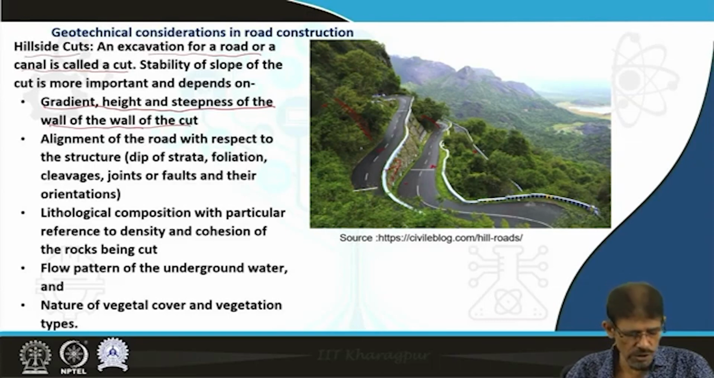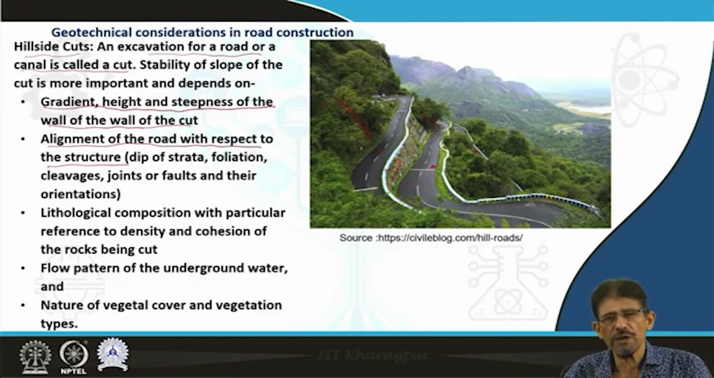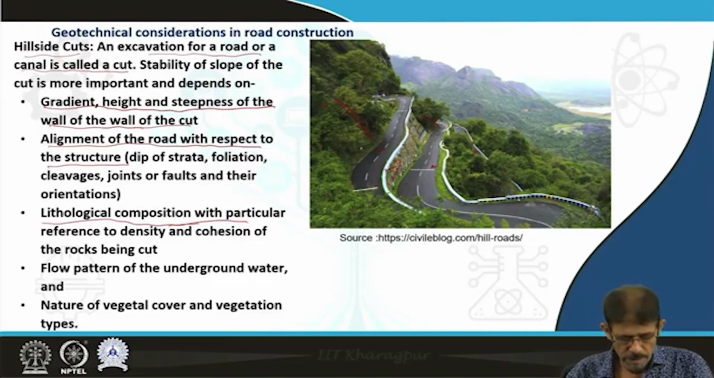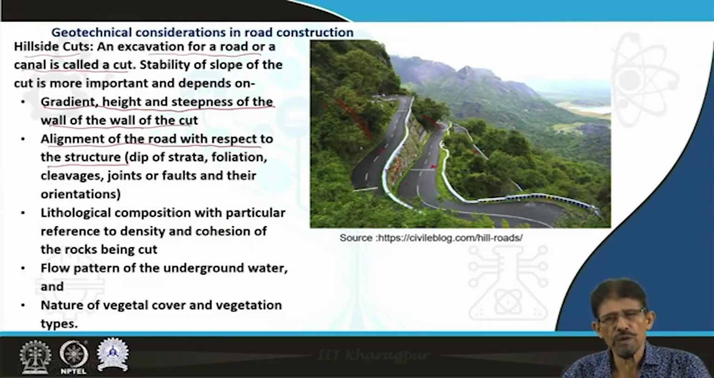are important to study. Alignment of the road with respect to the structure, dip and strike of strata, nature of the dip, joints, condition of the joints, and characteristics of the joints are important. Besides joints, the area should also be observed regarding the presence of faults, folds, orientation of bedding, foliation, lineations, etc. Then the lithological arrangement with particular reference to the density and cohesion of the rock as well as the strength of the rock, which are going to influence the slope stability of the exposed rocky slope.